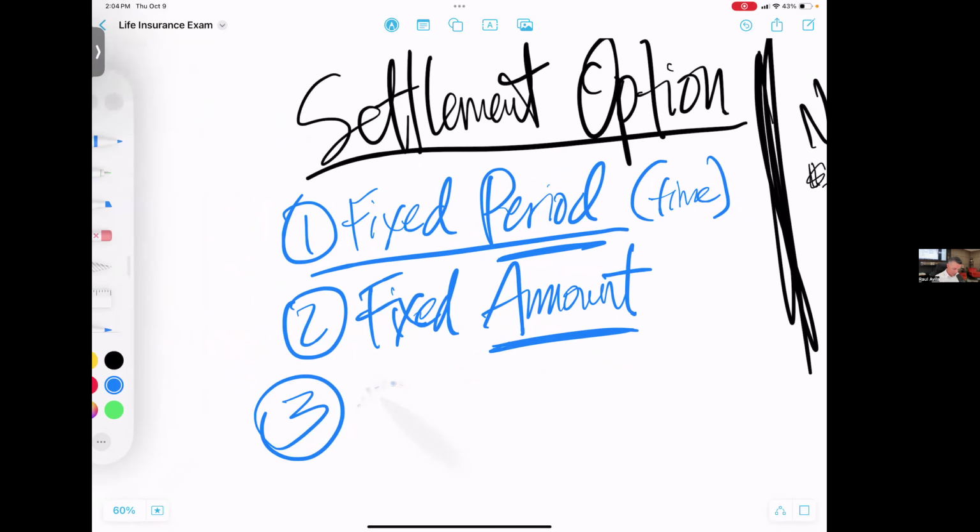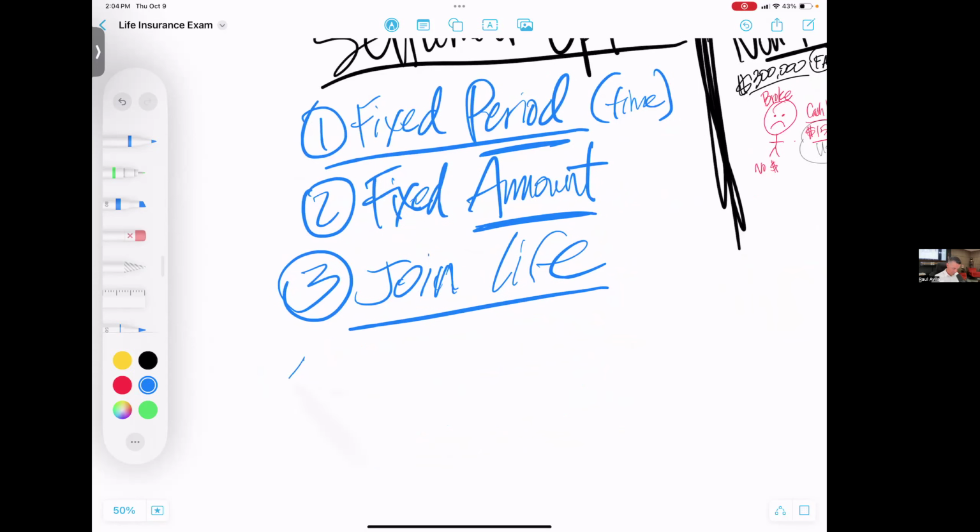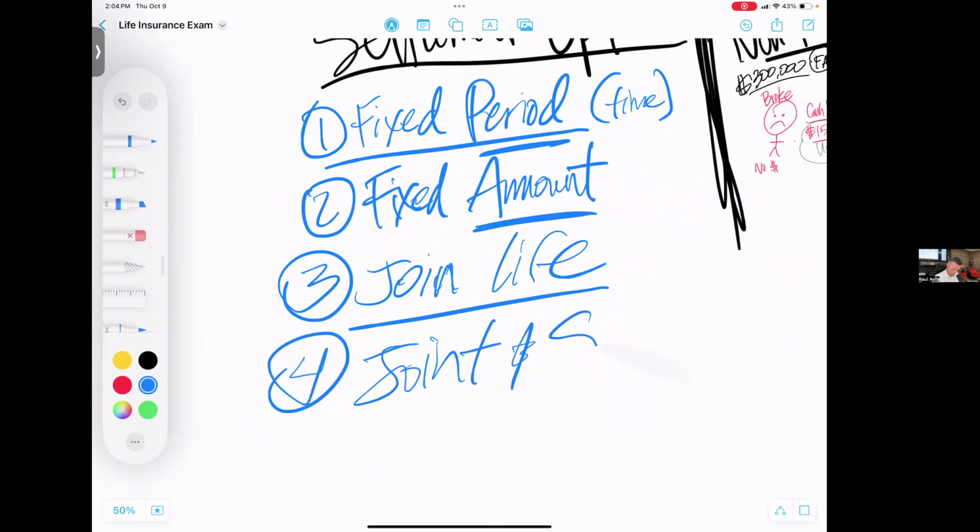Another one is joint life. Joint life is a settlement option. That means it's covering two or more people and I want money until one of us dies, the survivor gets the money. That's called joint life. Number four is joint and survivor. Joint and survivor, it covers two or more people, but it only pays until the last one dies. You with me? Yeah.